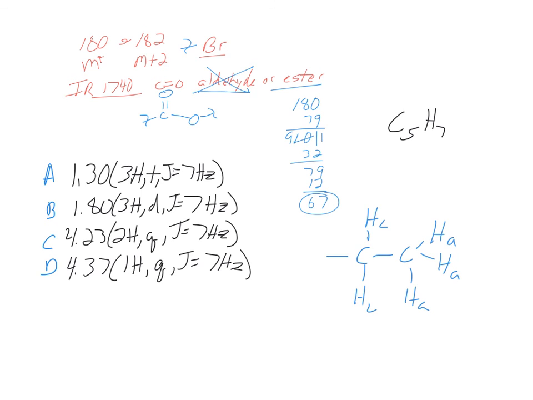And now see if this makes sense for C. C needs to have how many nearest neighbors? 3, because it's a quartet. Does this make sense for C? So that makes sense for these 2. So let's check those 2 off.